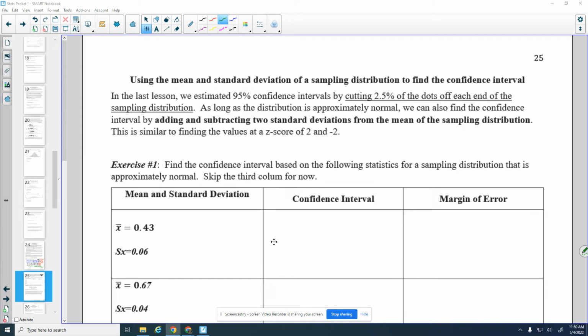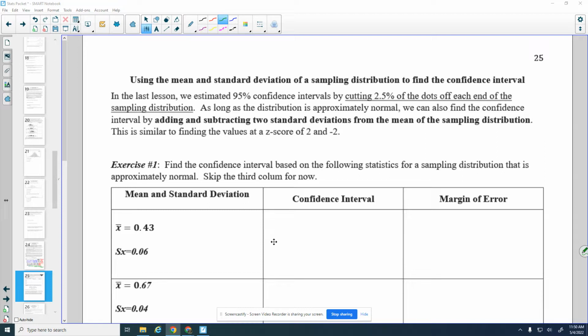So in the last lesson, we were completely looking at the sampling distributions to make decisions, and now we're actually going to start from statistical measurements and make those same decisions about what a confidence interval would be. So it says using the mean and standard deviation of a sampling distribution to find the confidence interval.